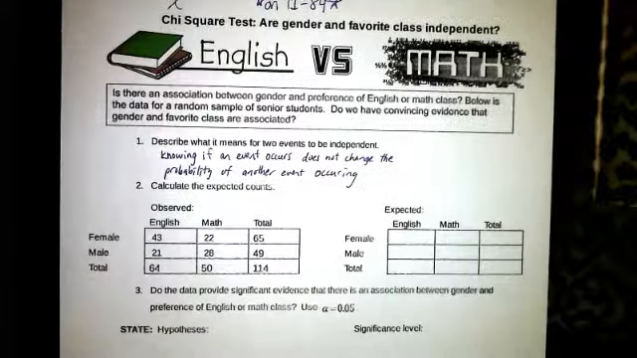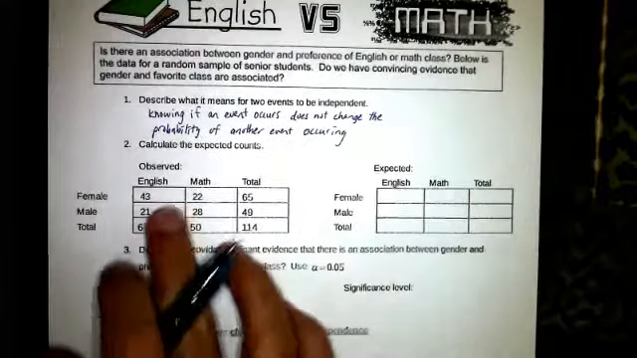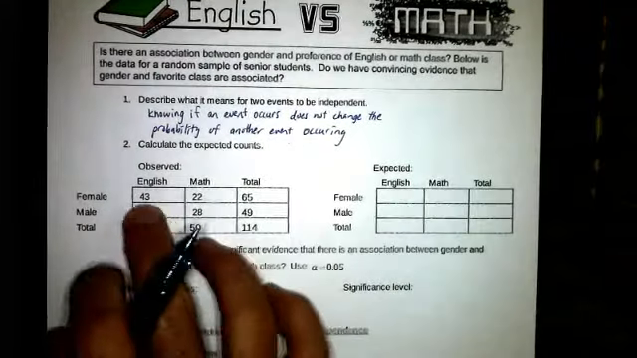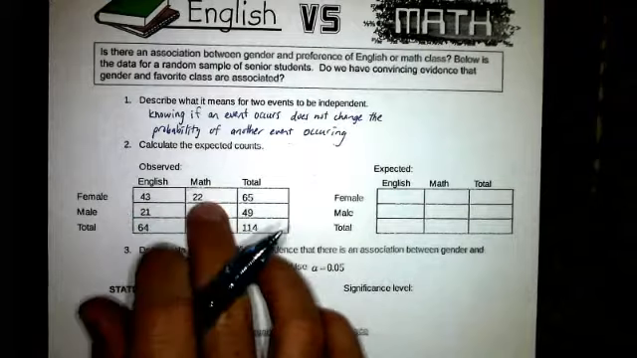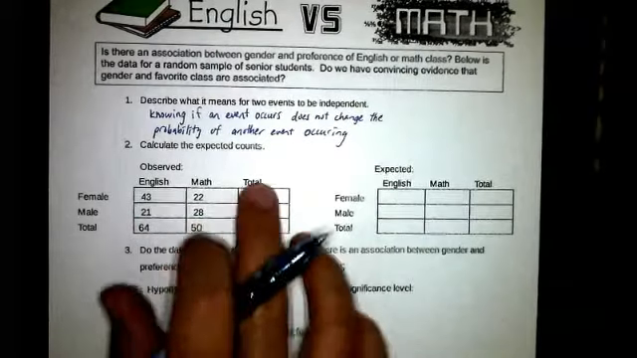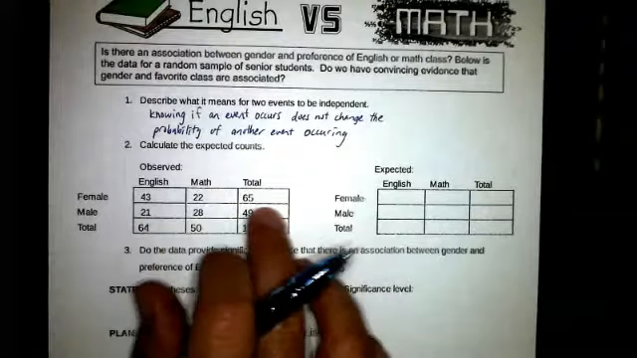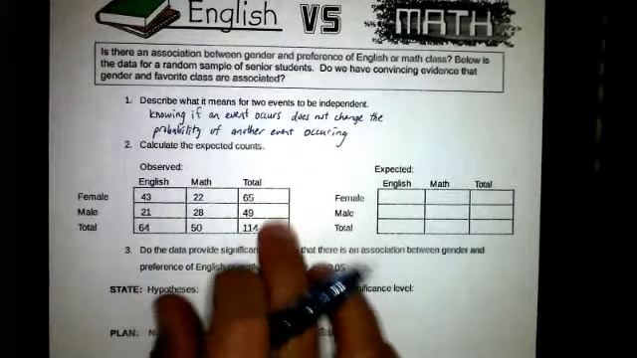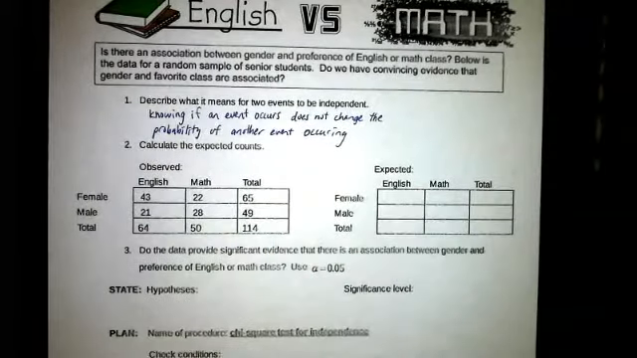So we have here our observed data. So 43 females prefer English, 21 males prefer English, 22 females prefer math, 28 males prefer math, and then their total English, total math, total female, total male, and then all 114 people in our sample.